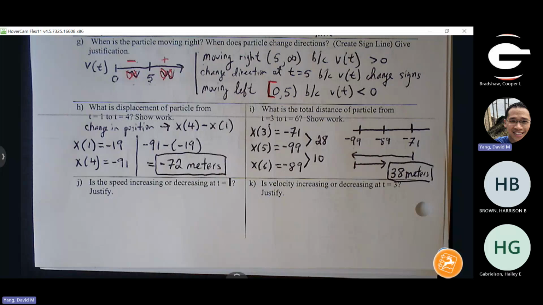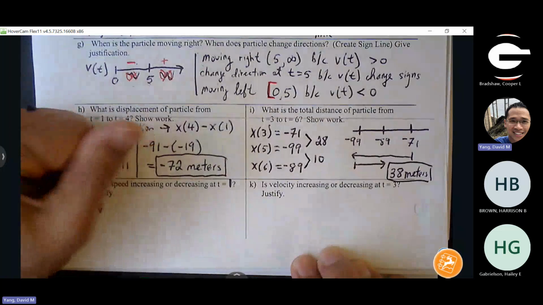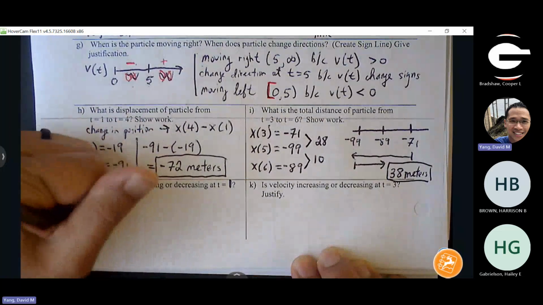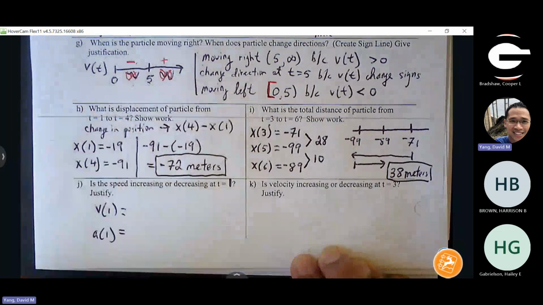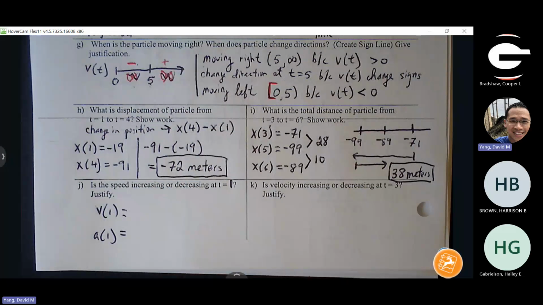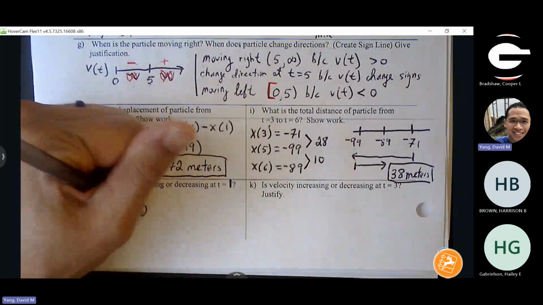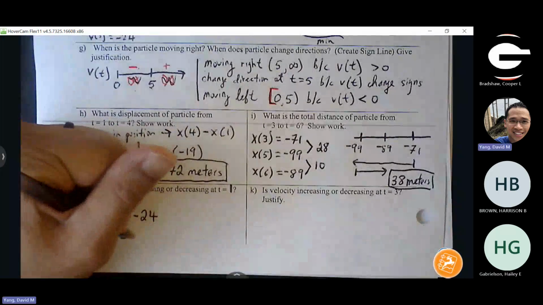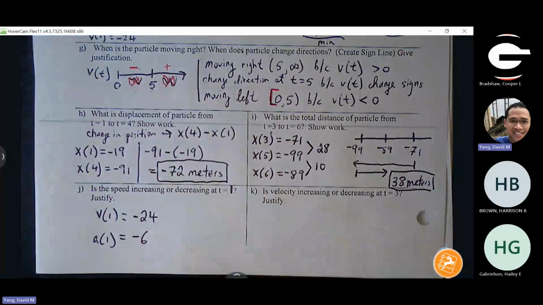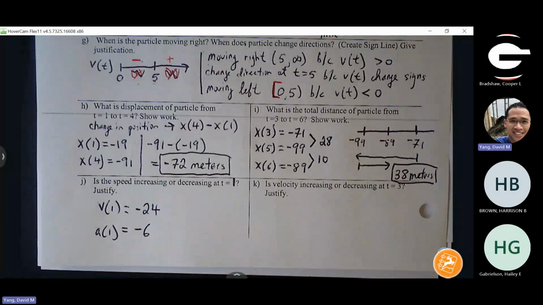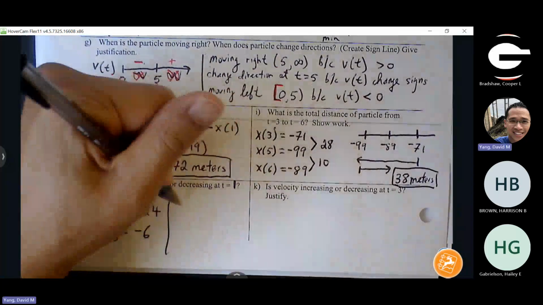Velocity and acceleration. Good. So we want to find v of 1. We want to find a of 1. And we want to simply compare their signs. If the signs are the same, speed is increasing. If the signs are different, one is positive, the other is negative, then speed is decreasing. So v of 1 is negative 24. A of 1 is negative 6. They're both negative. They have the same signs. Speed is increasing here.